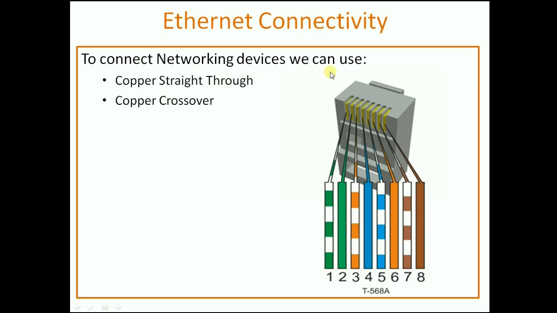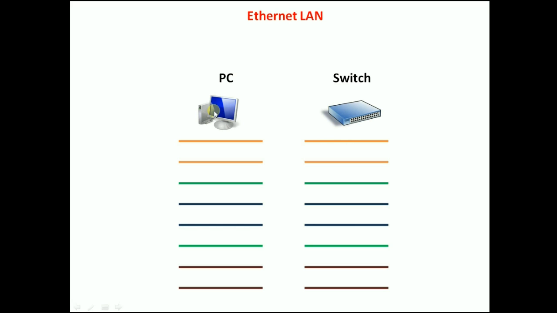So to connect networking devices, we will be using a connector. In this case, this diagram is of RJ45 connector, and then we will require some cables, either copper straight through cable or copper crossover cable. If we consider this RJ45 diagram, we can observe that there are total 8 pins. Out of these 8 pins, some of the pins will be sending the data and some of the pins will be receiving the data. And depending upon the devices which we want to connect, we will be either using copper straight through or we will be using copper crossover cable.